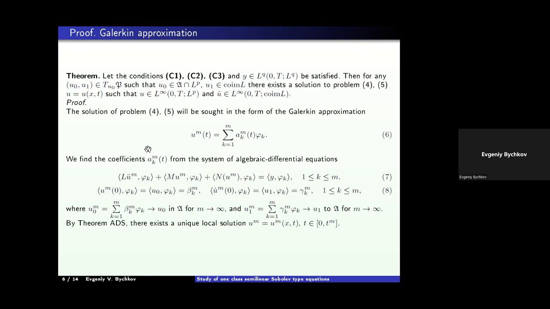The proof uses the Galerkin method. The solution will be sought in the form of the Galerkin approximation. We find the coefficients a_k of t from the system of algebraic differential equations. By the theorem about the unique solvability of problem 7 and 8, there exists a unique local solution.